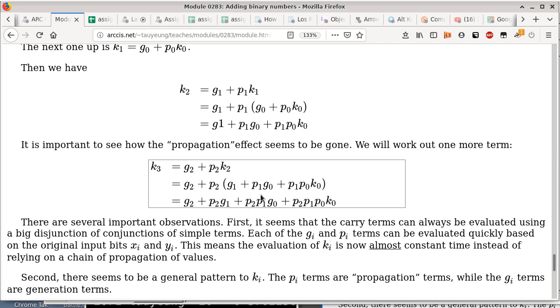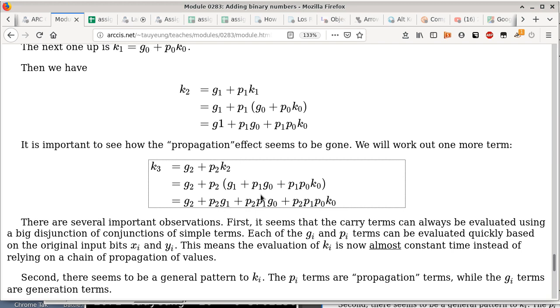You can be computing K64 of a 64-bit adder. It will take, in theory, the same amount of time as it takes for K2. It does look a lot more complex. You will have like 60-something terms in the last disjunction, and each conjunction term is also going to be quite complex depending on which one you're talking about. But in terms of how many levels of gates you need, it is still 3 levels.